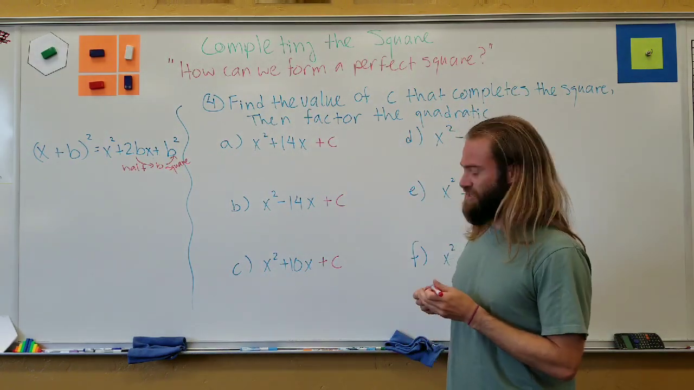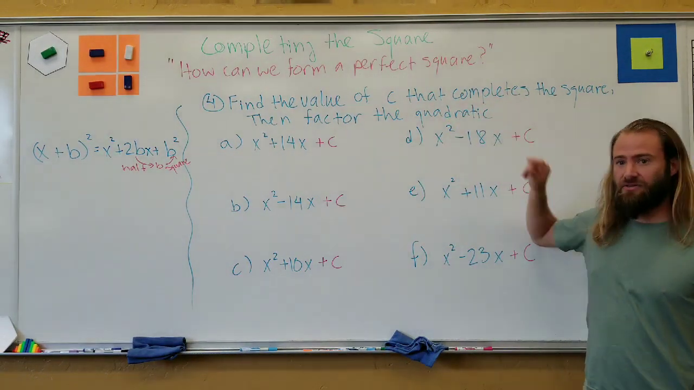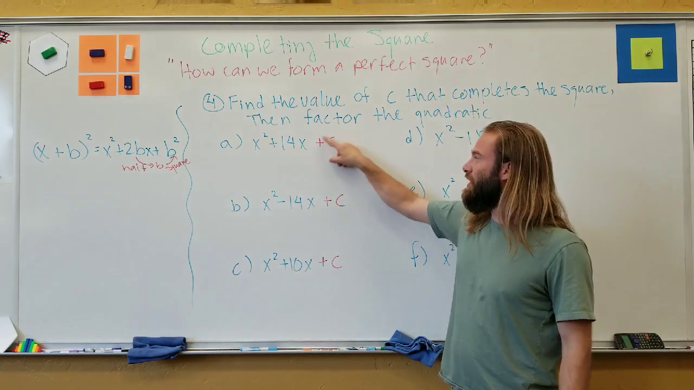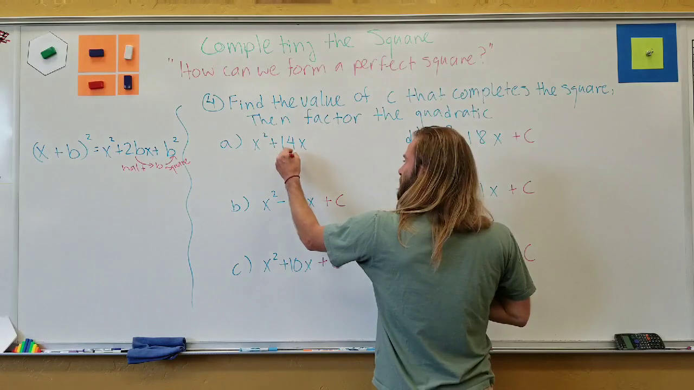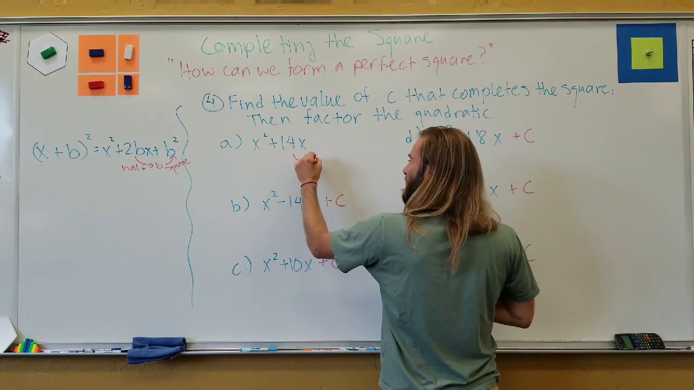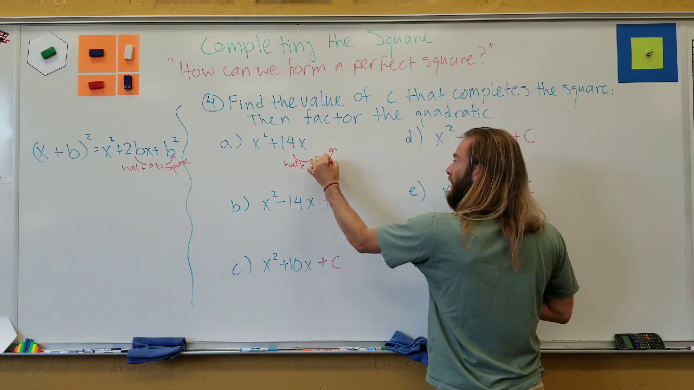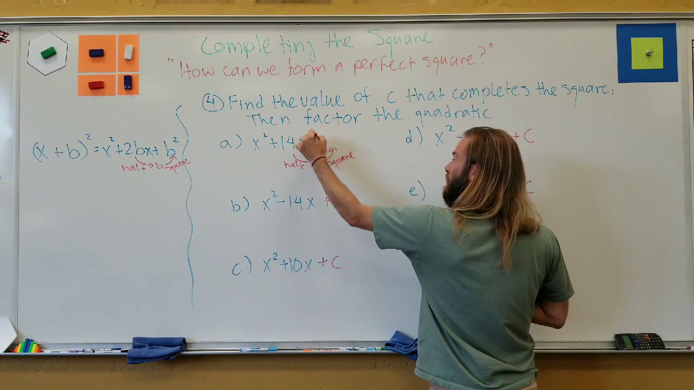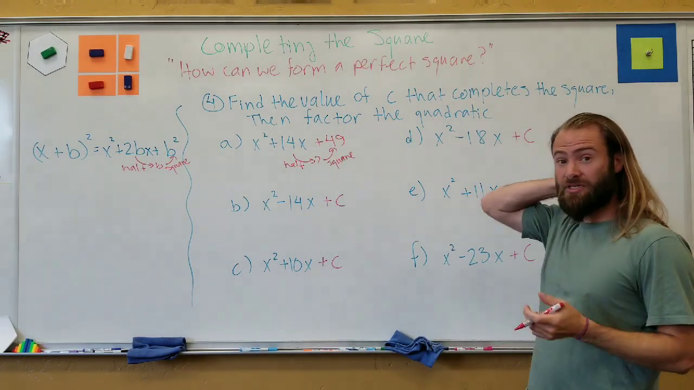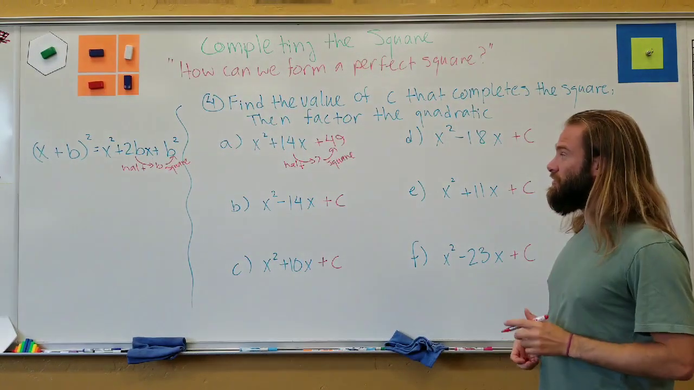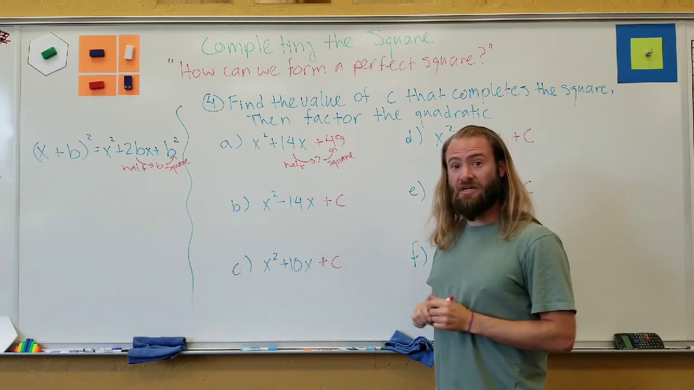So let's do a together here in number 4. It says find the value of c that completes the square, and then factor the quadratic. So first of all, we need to figure out what goes here to make it a perfect square. Well, let's do what I said. Remember, whatever half of that is, in this case is 7, and then I square that. Well, 7 squared is 49. Aha! So x squared plus 14x plus 49 is going to be a perfect square. So 49 is the value of c that I need.